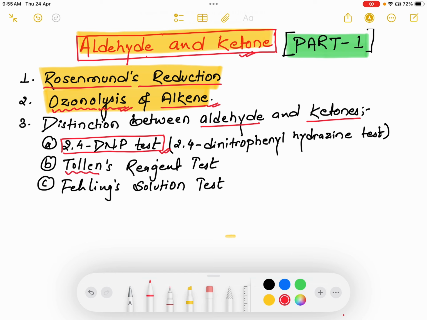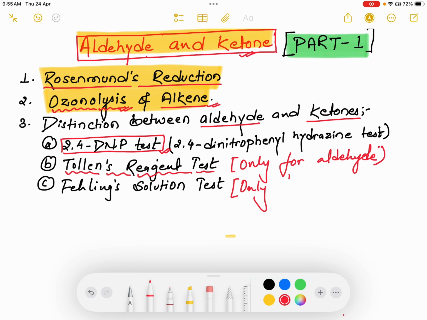Next, Tollens reagent test is basically only for aldehydes. So this Tollens test is only for aldehyde, not for ketone. And Fehling's test is only for aliphatic aldehyde.